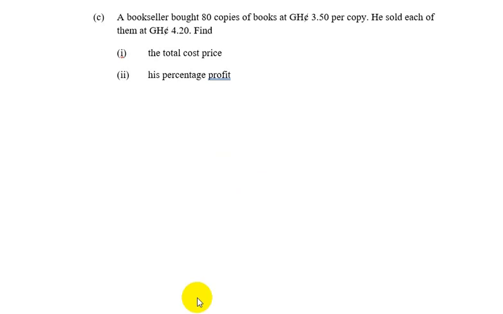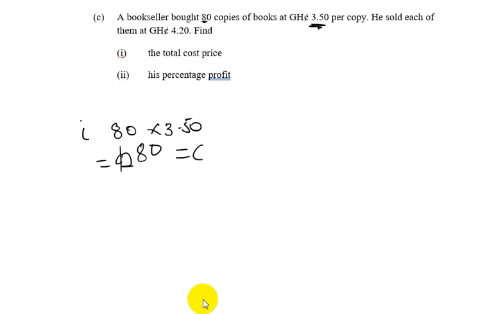Now the first one, we have to find the cost price. He bought it at 3.5 per copy and he bought 80 pieces. So to find the cost price, that's the price that he bought the item, it will be the 80 pieces that the person bought, 80 times the 3.5. So that will give us 280 cedis.